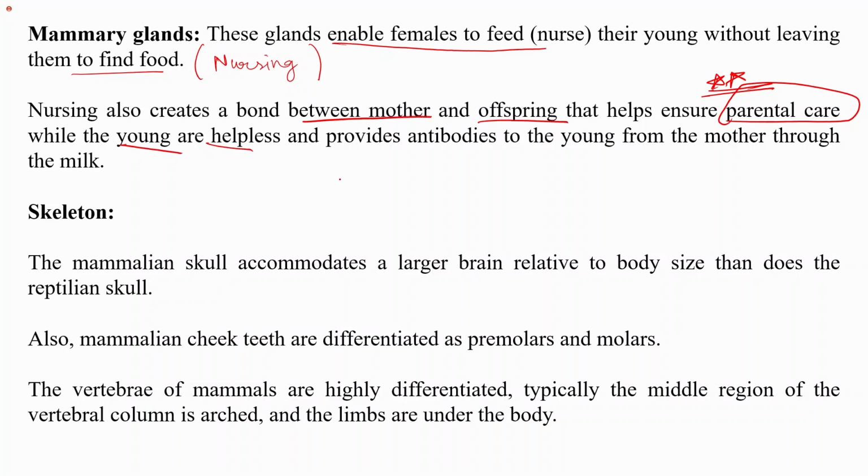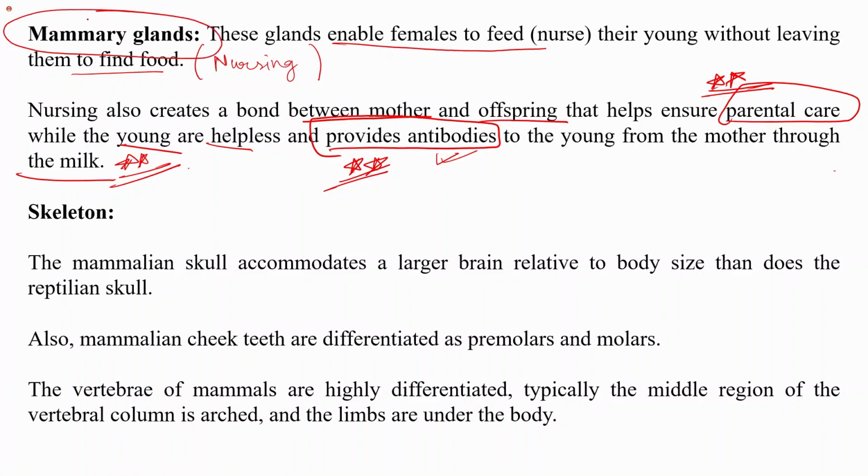Nursing helps in feeding the young ones without leaving them to find food. Also, it provides antibodies. So this is very important. That is why, even in the case of humans, it is usually recommended to breastfeed the child for at least 6 months, because it not only provides nutrition, but also provides the essential antibodies to the young from the mother through the milk. So this is very important, nursing with the help of the mammary glands. It helps in creating a bond between the mother and the offspring, and therefore ensures parental care.